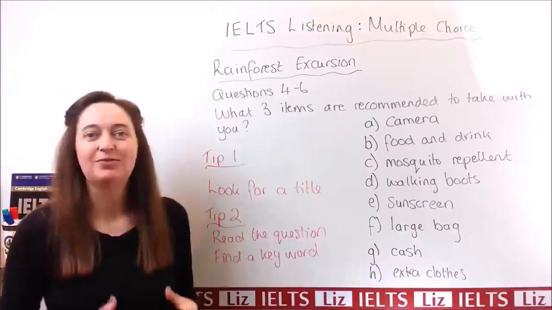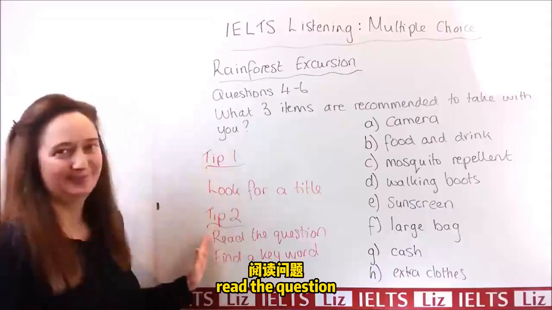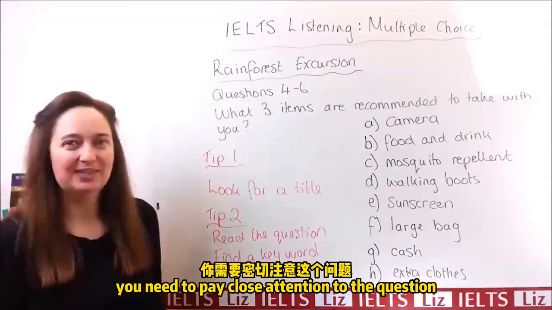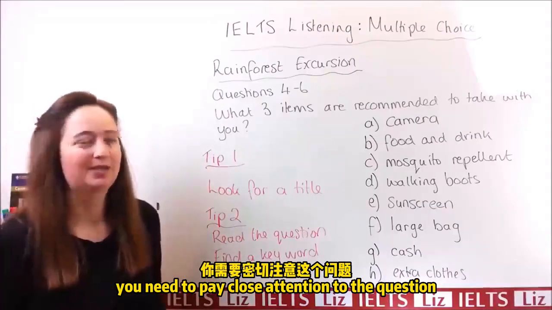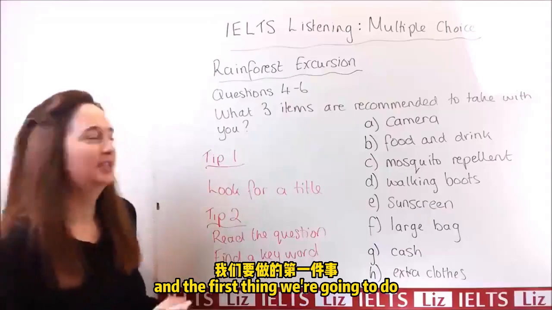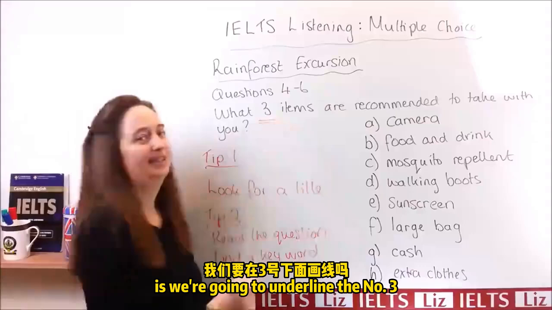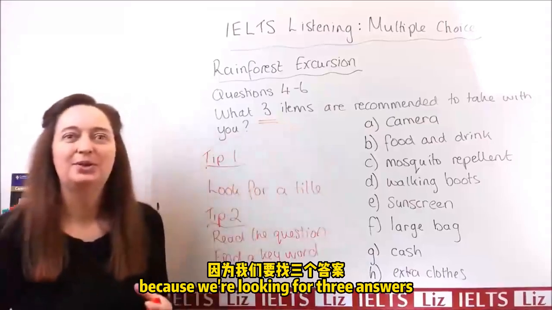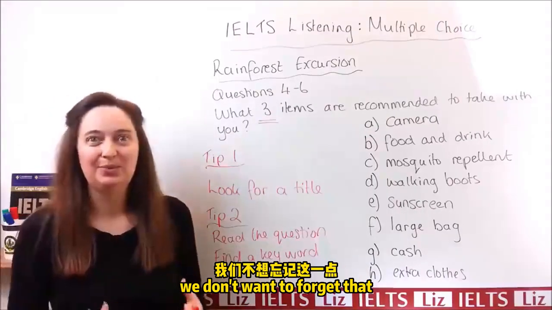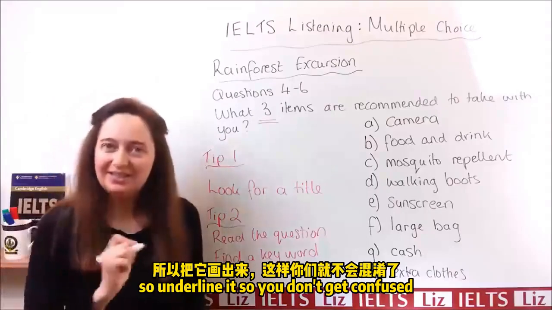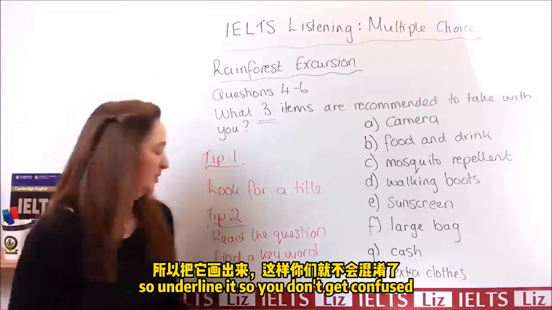Tip number 2, read the question. You need to pay close attention to the question. And the first thing we're going to do is we're going to underline the number 3 because we're looking for 3 answers. We don't want to forget that. So underline it so you don't get confused.